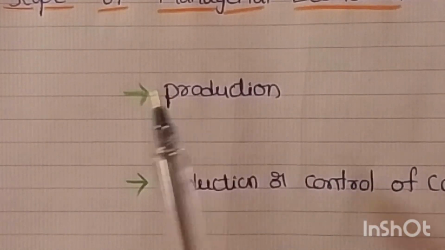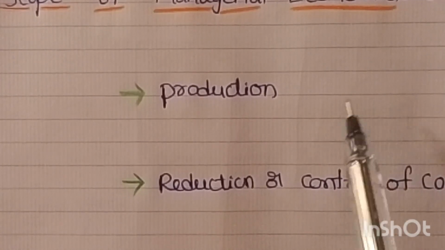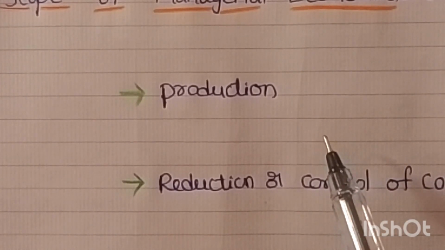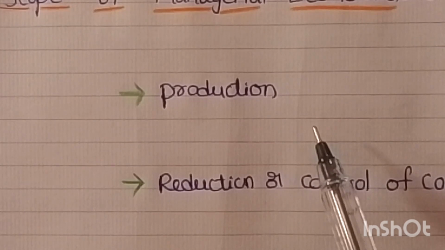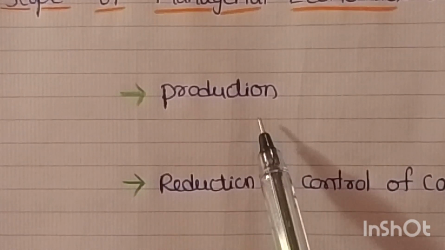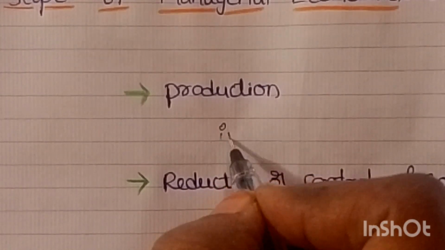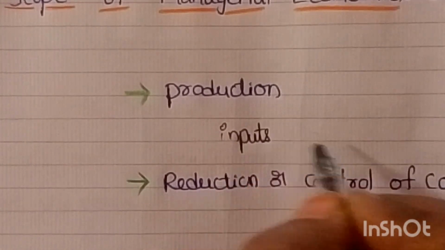The two concepts we will learn in the scope of managerial economics. So let us discuss the problems of managerial economics one by one. Here the first decision area is production. What is production? It is the conversion of inputs into outputs.